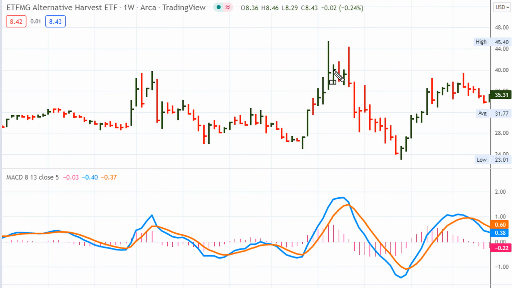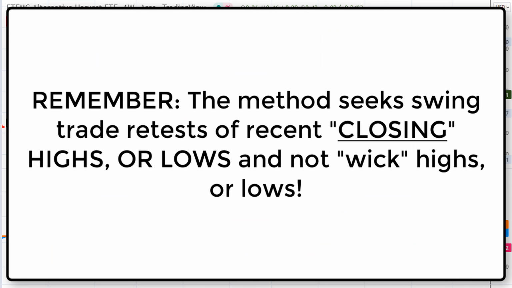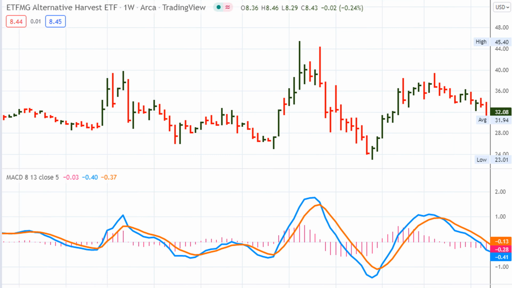And you can see that from a closing basis, we came close enough to test the prior highs. As I said, it's a method to determine where there's going to be a potential for a retest of recent lows and recent highs. This might not be the best example of uniform action, but it is close enough, especially the orange line. It has gone above the zero line and back below it. Remember, we want this to be as close to the zero line as possible.